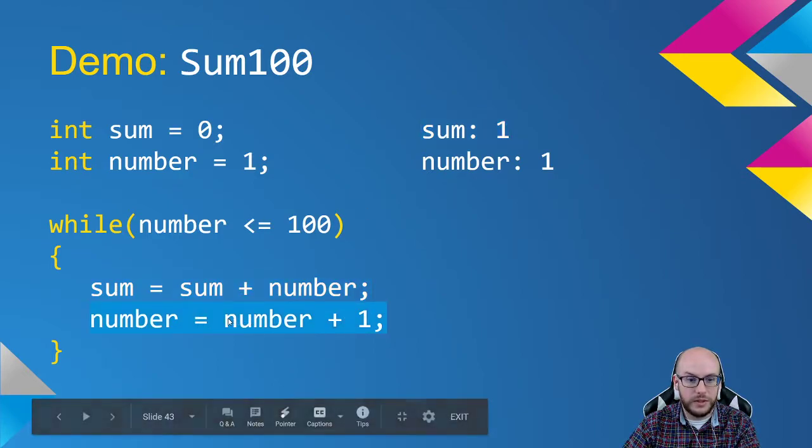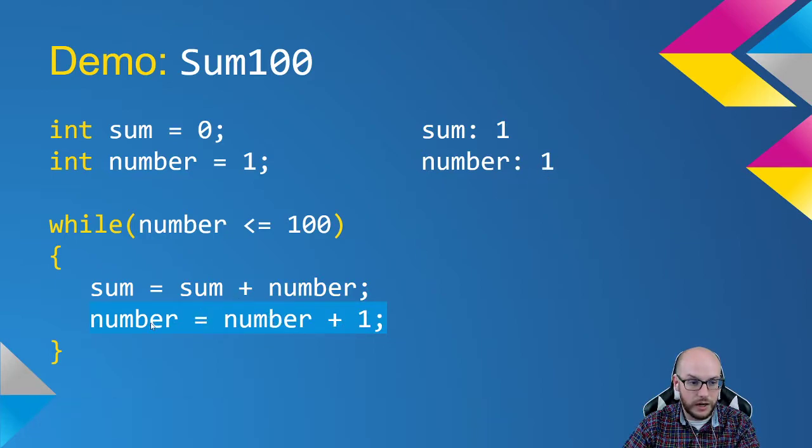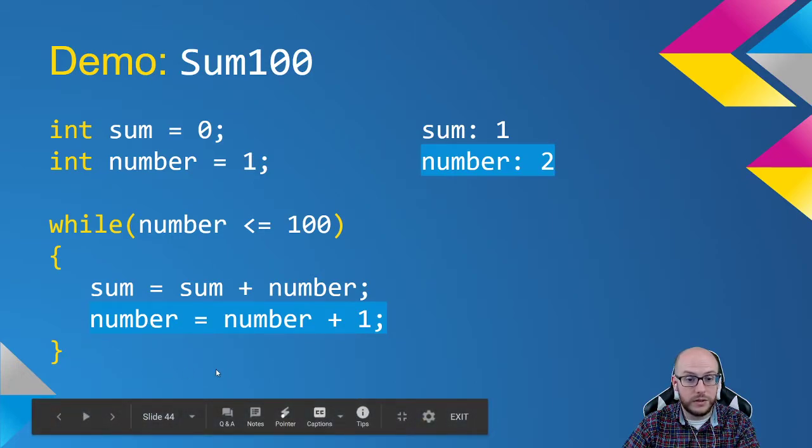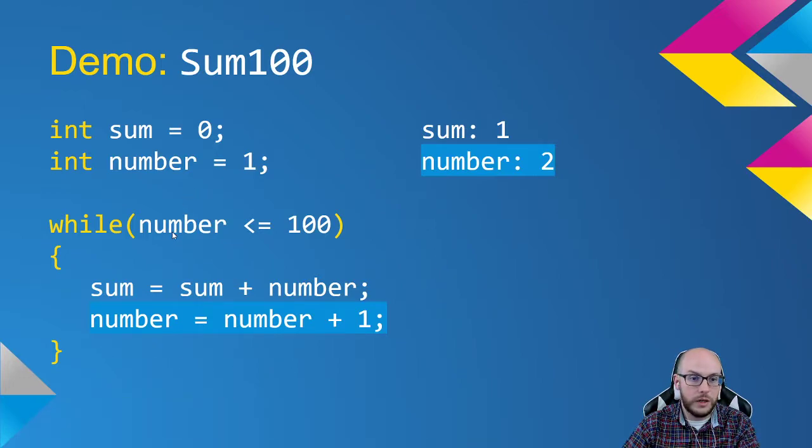I'm then going to execute this statement where I want number to be what it currently is, which is 1, plus 1. The new value for number is 2. That's the end of the iteration. And what's different from an if statement is I'm going to come back up and check the condition again. We're going to ask the question, is 2 less than or equal to 100? That's true. So we would enter the body.